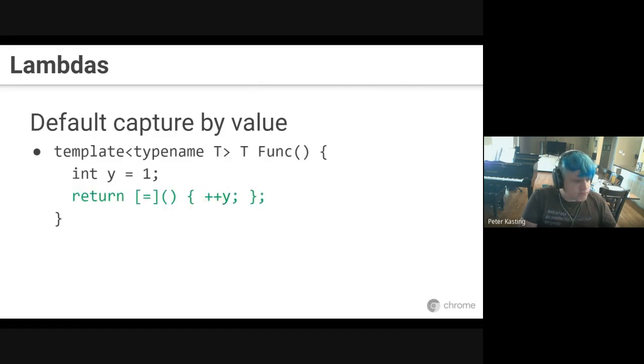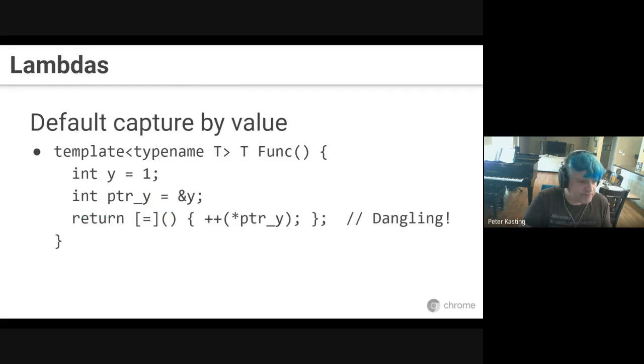And if you do this with our previous dangling reference thing, this is safer because now when we return the Lambda, we no longer have a reference to an object that has gone away. We have a copy, and the copy is scoped to the body of the Lambda, so we're not going to have a dangling ref. Hooray, we have prevented all possible problems, and everybody should just use default capture by value everywhere, right? Well, not exactly.